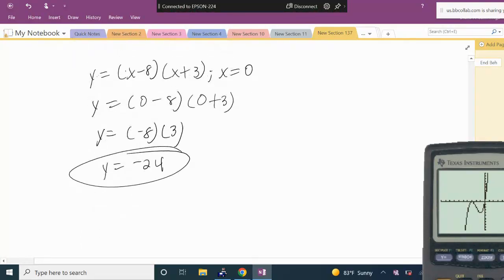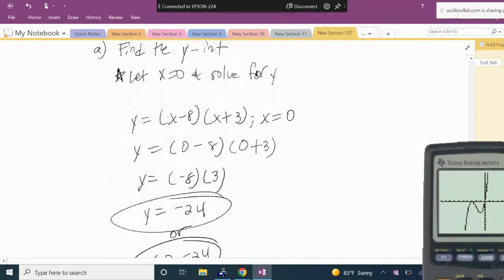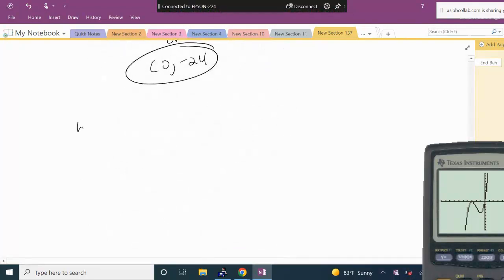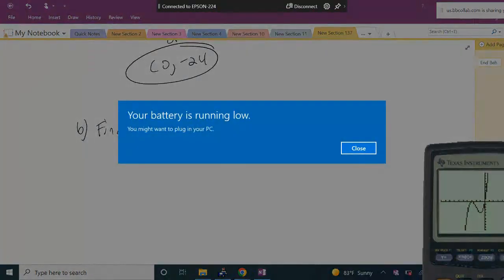Now, if you want to put that in as an ordered pair, keep in mind that we set X equal to 0. So as an ordered pair, it would be 0, comma, negative 24, which is what they want. They want it as an ordered pair. Okay, so that's the first part of it. Now it asks for the X-intercept. So B wants us to find the X-intercept.